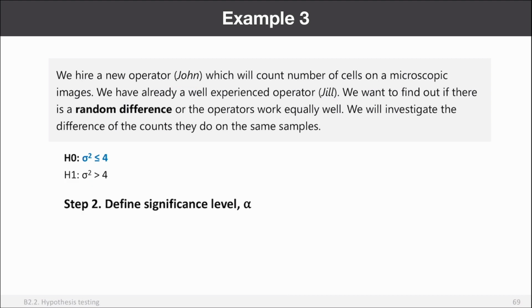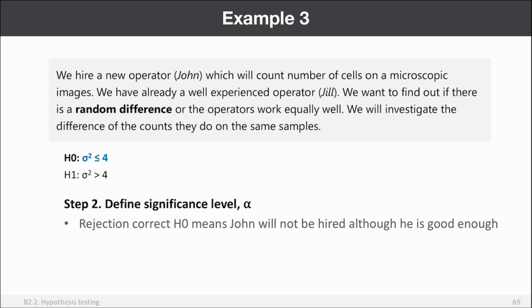Now let's think about the significance level alpha. Again, similarly, I think that if you reject the correct null hypothesis, and the correct null hypothesis in this case is that John is almost as good as Jill, right?